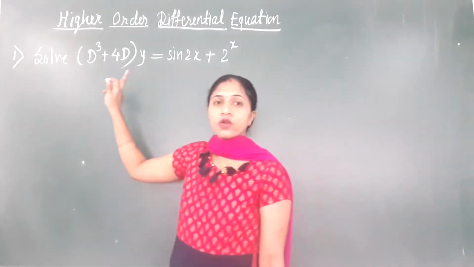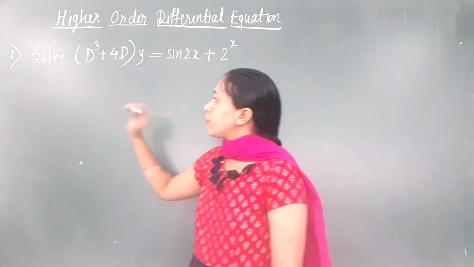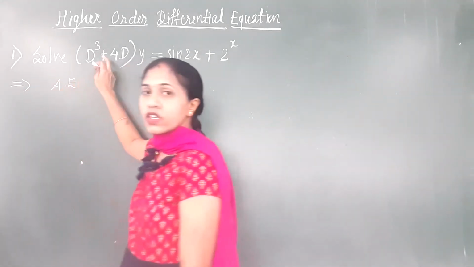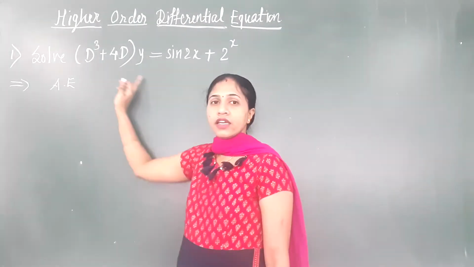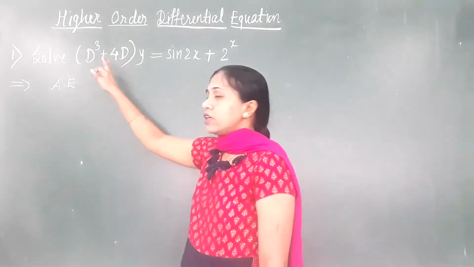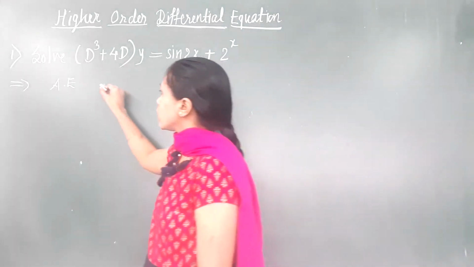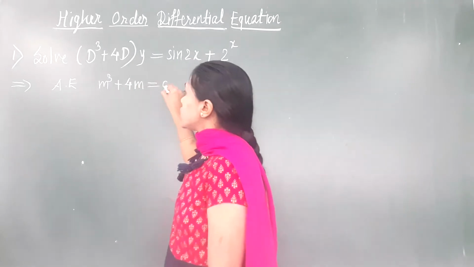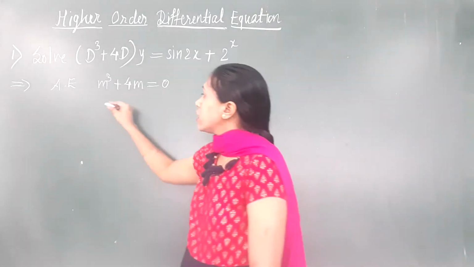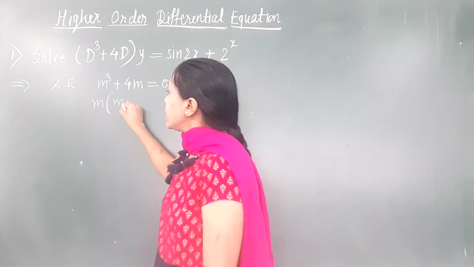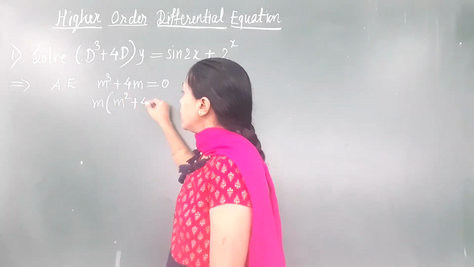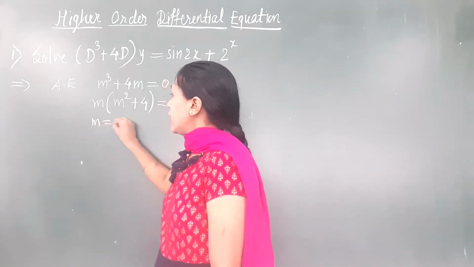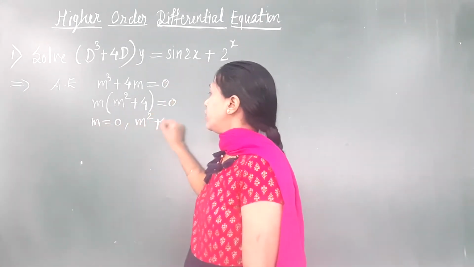Now first we are going to find out CF. To find out CF, first we write the auxiliary equation. So for the auxiliary equation, replace D by m and equate it to 0, or you can directly put the equation in terms of D also. So this is m cube plus 4m equal to 0. Now m is common in both, so take it common, remaining is m square plus 4, equal to 0.